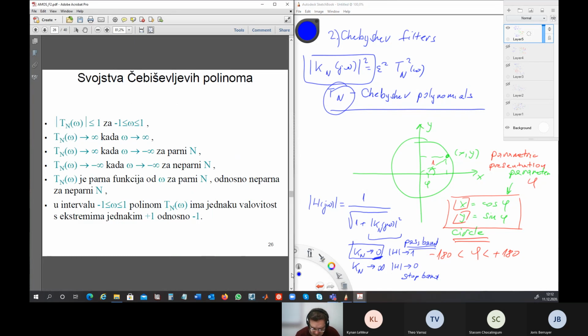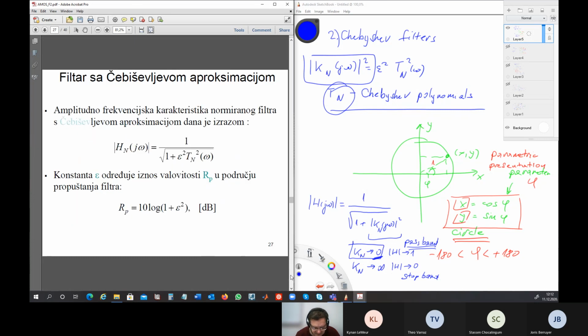Here are the properties, but this is something we are not interested in. Amplitude frequency characteristic. So instead of kn, we can write Chebyshev polynomials, something like this. But we will write it as square. And because they go from 0 to 1, if we put some epsilon here, then they will go from 0 to epsilon. So this is better. Then we can adapt the ripple in the pass band. Here they say constant epsilon defines the ripple in the pass band. Okay.